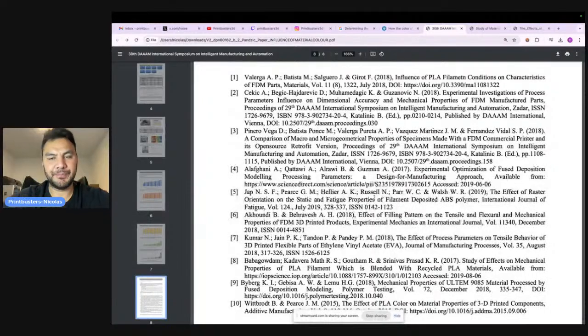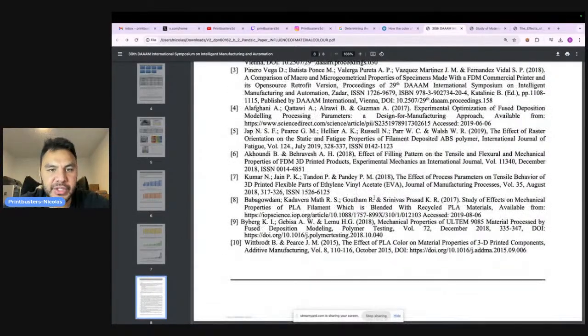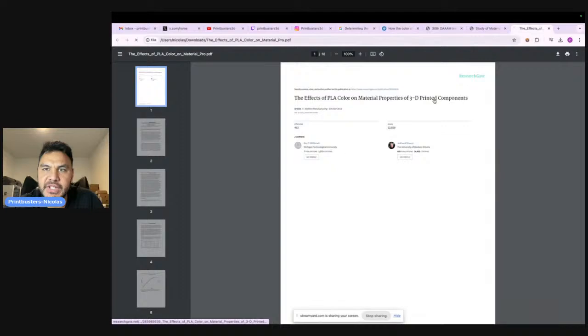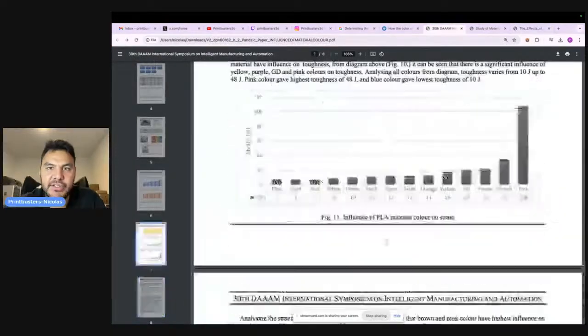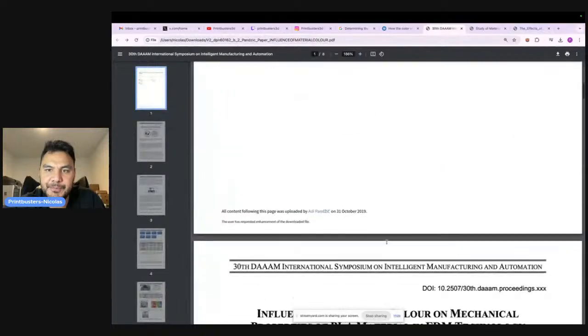Okay, so again, nice paper, but I think what could be improved is really the actual effect of the color, just the color, not anything else. So they are citing another one, the effect of PLA color. Is that the one we already have open? Yeah, okay, so it's one we already have. Okay, so that's the paper here.